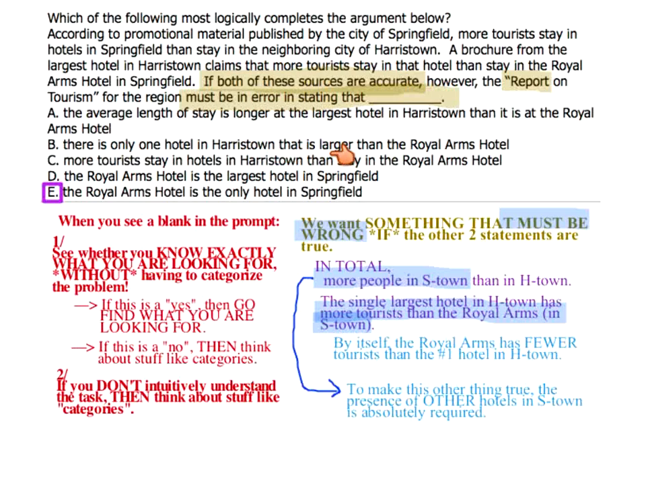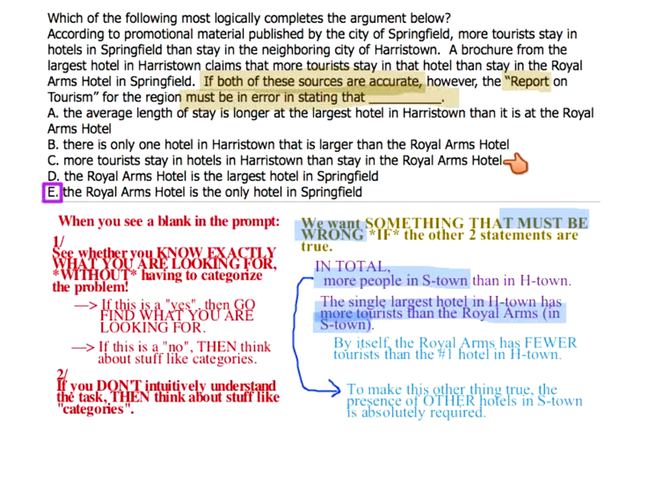B, there's only one hotel in H-Town that's larger than that. Well, okay, but if that one hotel has this, then we still have the problem that we have here. So this could be true.